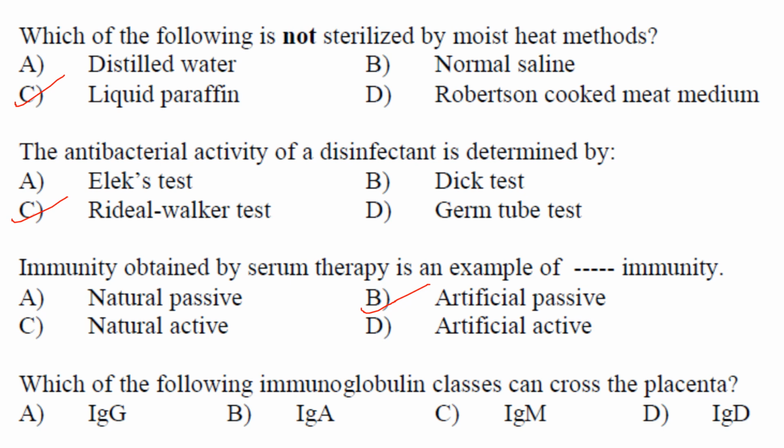Natural passive is transfer of immunity from one individual to another, that is from mother to the fetus through placenta or breast milk. Natural active refers to the body's natural defense against infectious diseases. Then artificial active is acquired through vaccination, that is you stimulate the immune system to produce a specific immune response. Then which of the following immunoglobulin classes can cross the placenta? It is IgG that can cross the placenta.